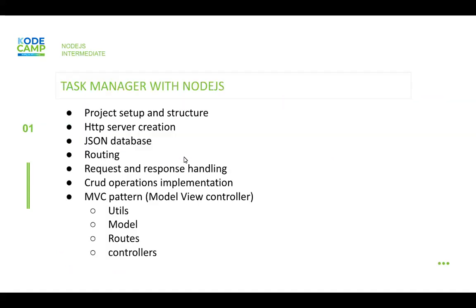What we have here: project setup and structure, HTTP server creation. Then we add our JSON database. We go into routing, then request and response handling, CRUD operations implementation. Then, if we still have time, we implement the MVC pattern, the model view controller pattern. It's a kind of software design pattern, but we'll get to that. So we'll talk more about it.